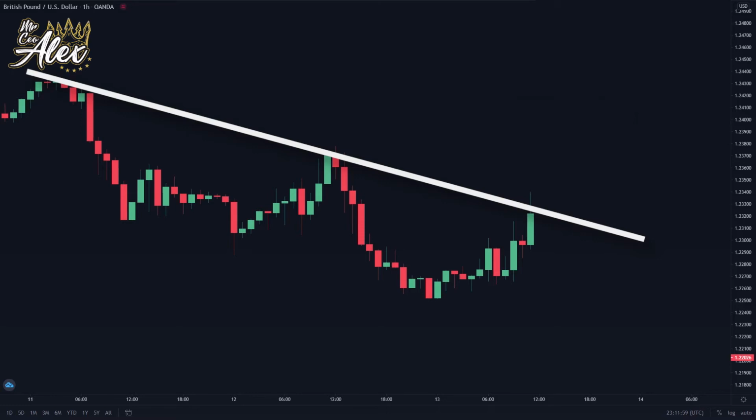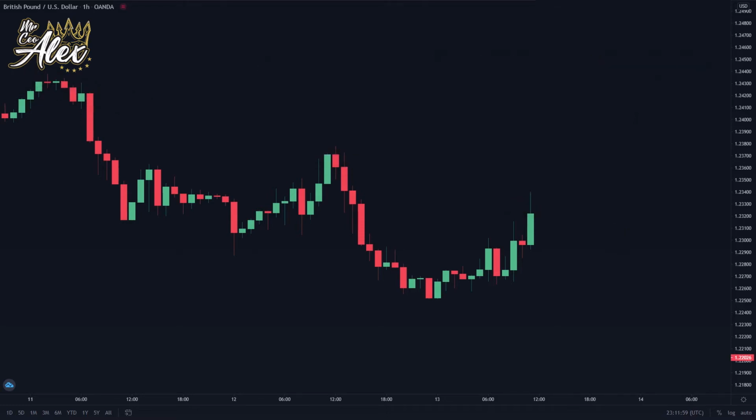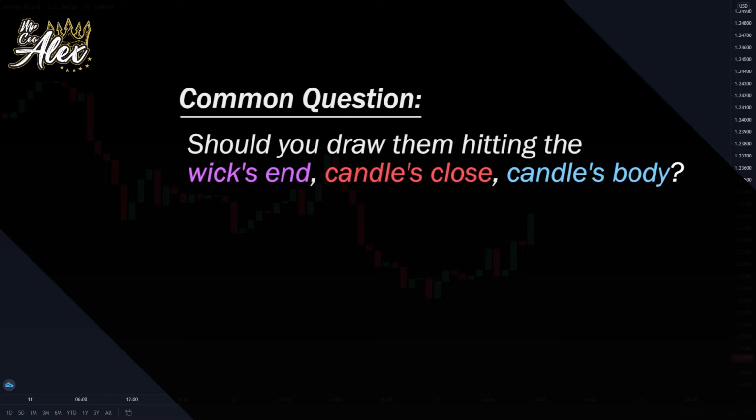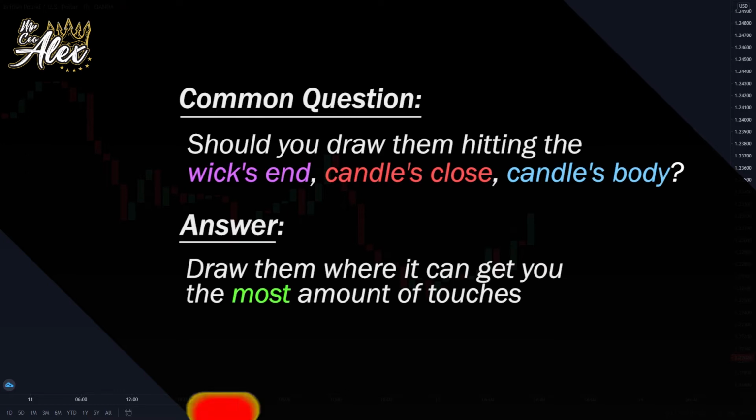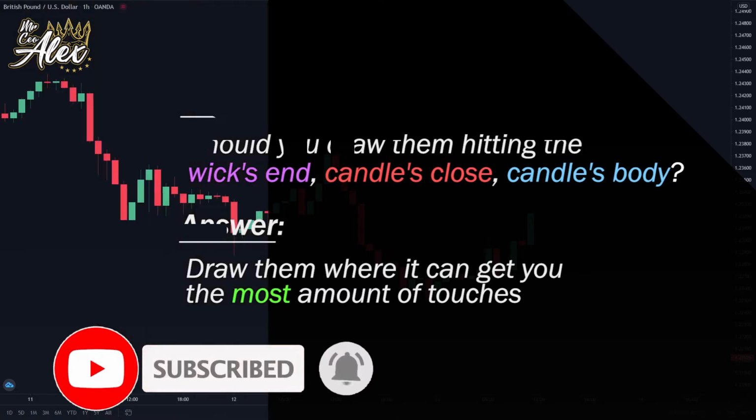So now, I'm going to show you a simple way of drawing trend lines effectively. One of the most common questions that beginners ask when drawing trend lines is, should you draw them hitting the wick's end, the candle's close, or the candle's body? Well, the answer is, you want to draw them where it can get you the most amount of touches as possible. Let me give you an example.